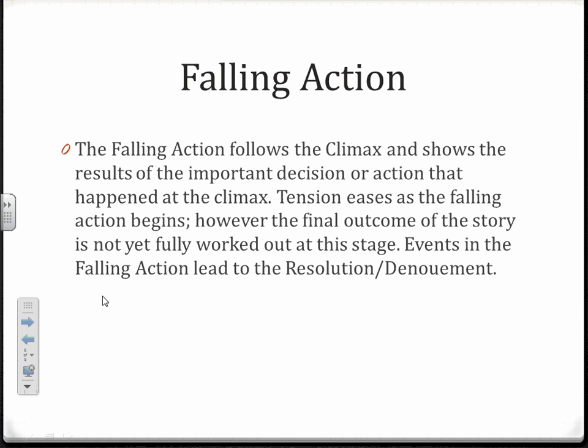But like it says, the final outcomes are still not resolved in the falling action. Things can still happen. Don't expect to know everything at this point. Don't expect to see how the story is ended. Sometimes this falling action can go on for chapters, because plots can be incredibly complex. Climax can have many components, and you just have to wait and see how everything comes together in that resolution.